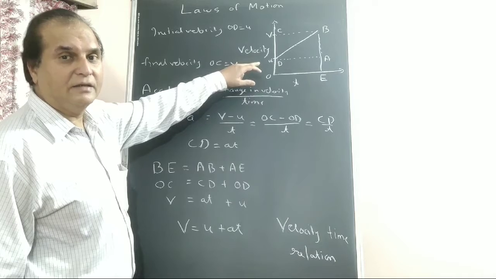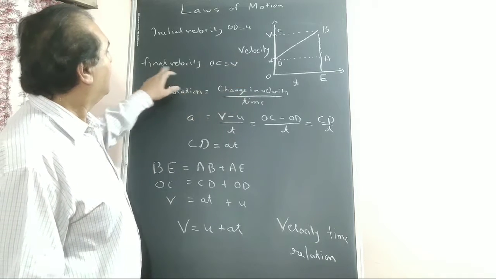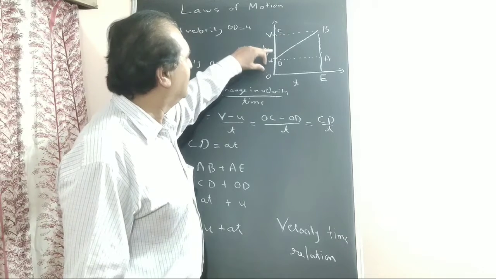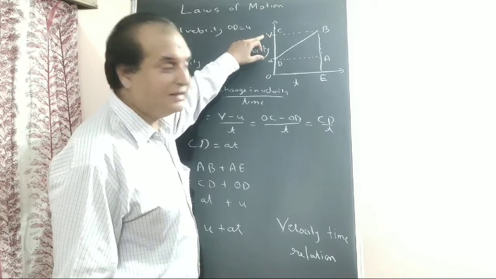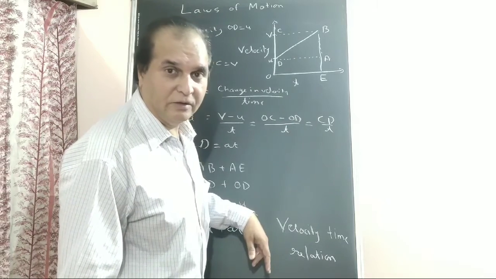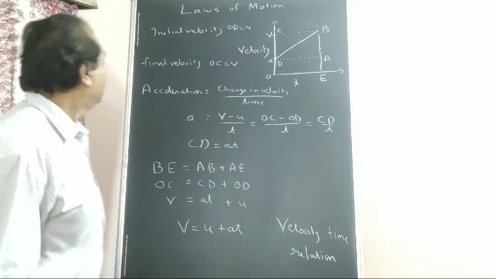So initial velocity OD is u, the car starting at initial speed u. Final velocity is v, OC. It means reading 10, 20, 30, you plot the graph like this, and with time also. Okay, two axes, two dimensions.